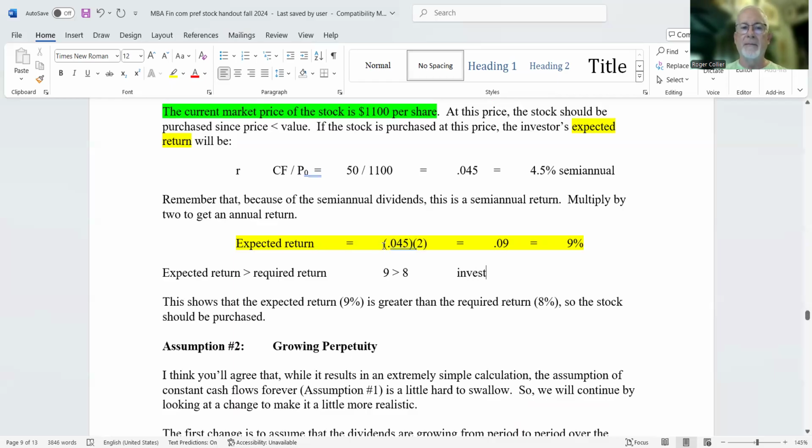So we invest. And now, like I've said, these are two ways of doing the same thing: value compared to price, expected return compared to required return. Two ways of saying the same thing, so they will always give you the same decision. You will not find a situation where value compared to price says yes, and expected return compared to required return says no. They will always give you the same decision.